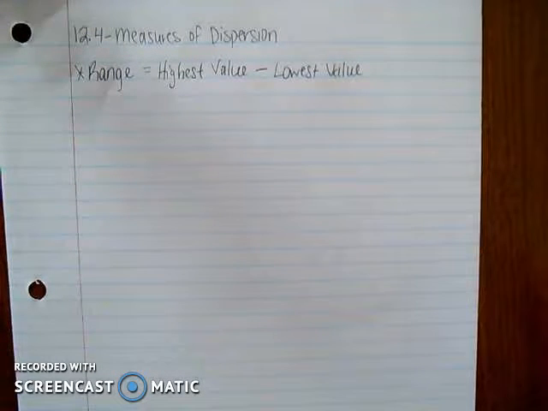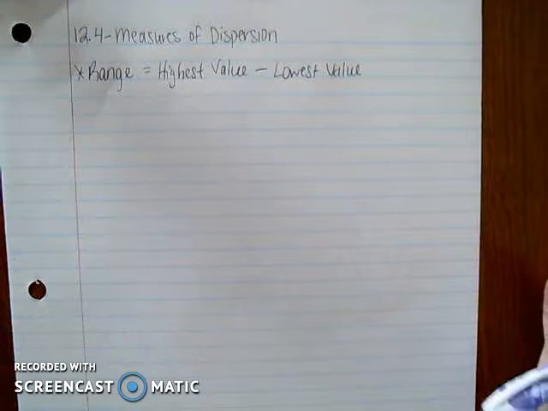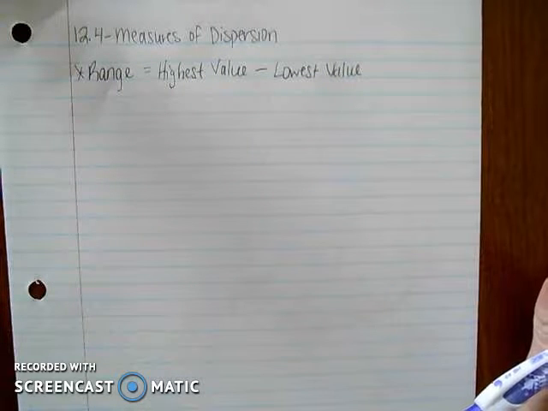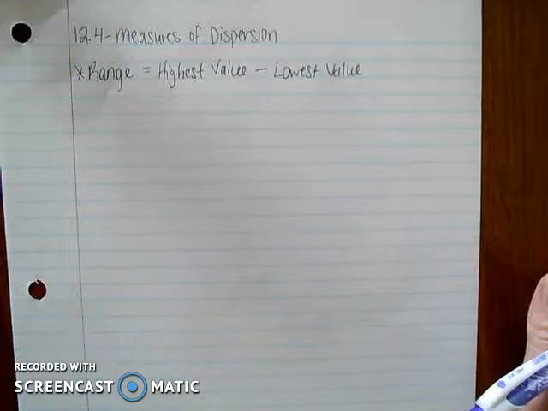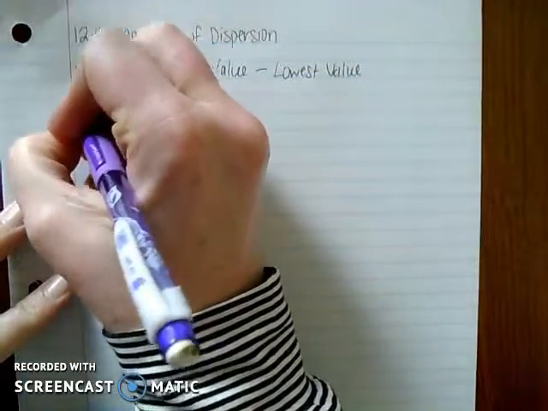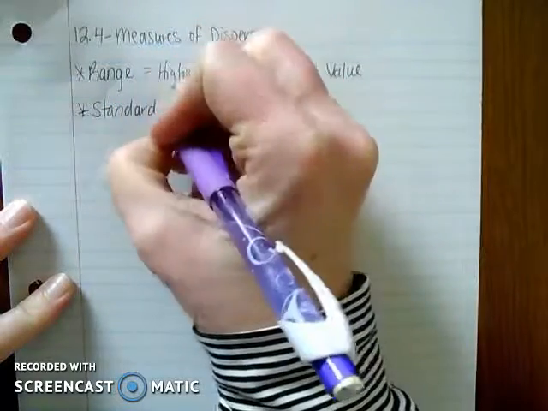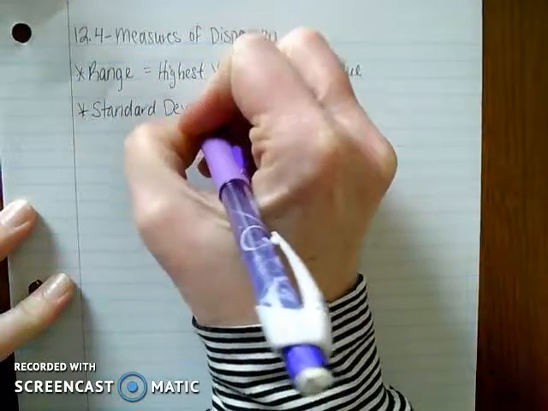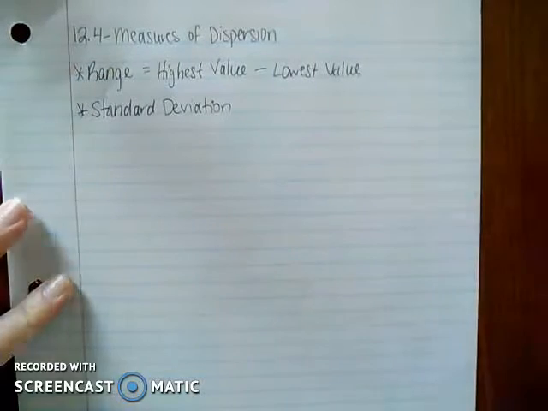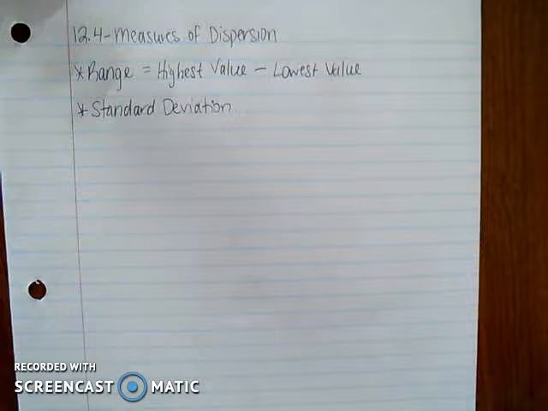The next one is much more complicated. Those of you that take stats, this is where you're going to learn a different formula for this, but this is the formula we'll use in this class. It is something called standard deviation. Okay, so we're not going to do a whole lot with it necessarily other than calculate it, and then in 12.5 we're going to use it for something.